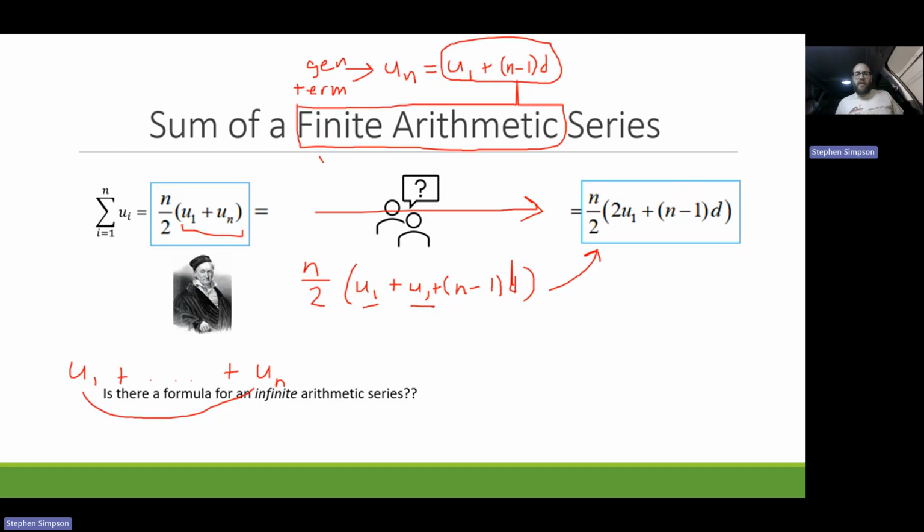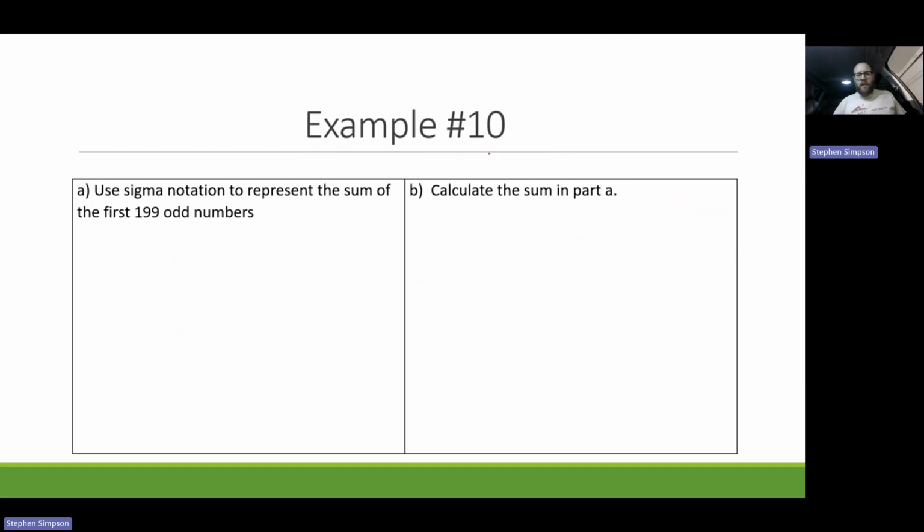Is this a finite series? Check. Is it an arithmetic series? Check. Here's an example. Use sigma notation to represent the sum of the first 199 odd numbers. Well, it's the first 199 odd numbers. So is this a finite series? Yes, it ends. Finite. Check.